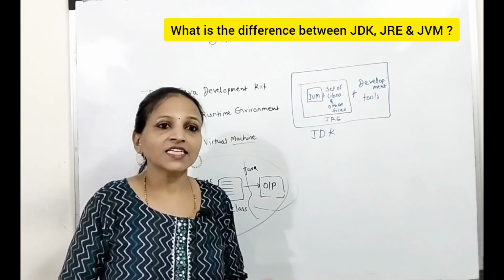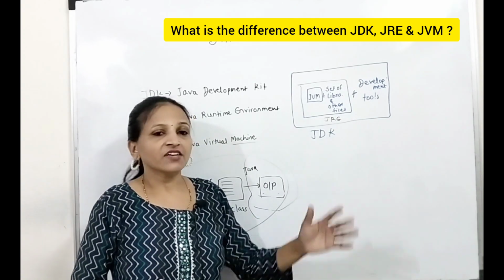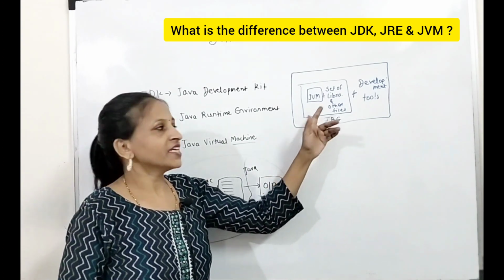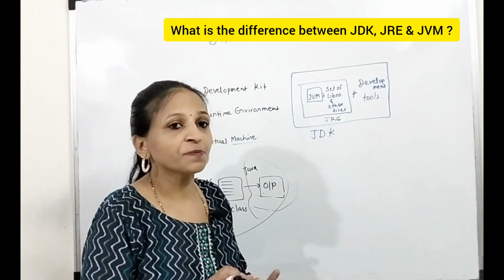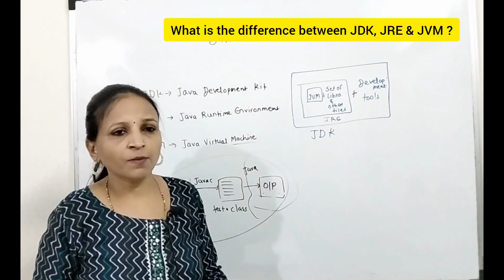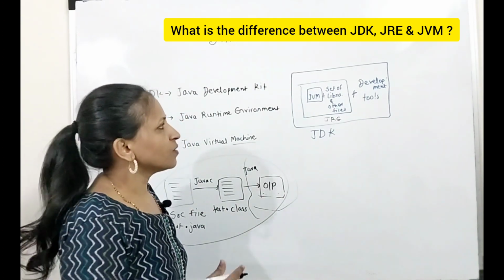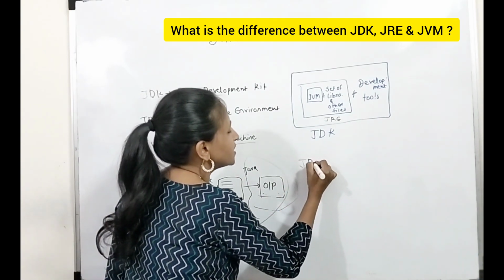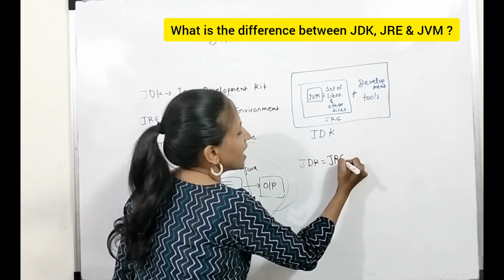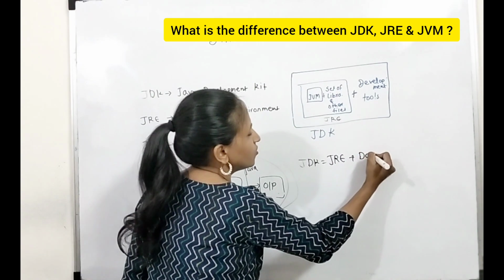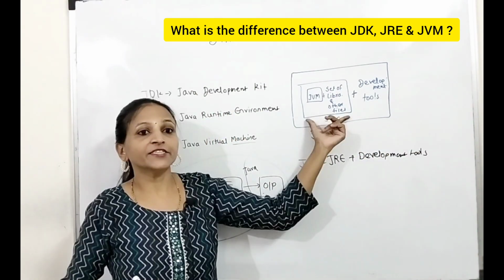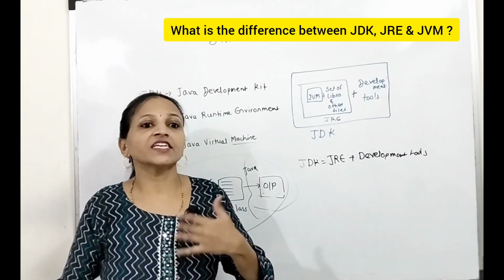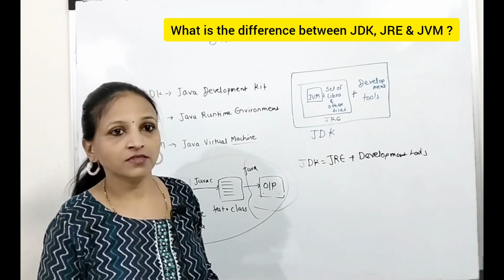What is JDK? JDK stands for Java Development Kit. It provides an environment to develop as well as run Java applications. It internally has the JRE and some development tools. The development tools may include a Java compiler, a debugger, and other components which are required for development of a Java application. You can write it like this: JDK equals JRE plus development tools.